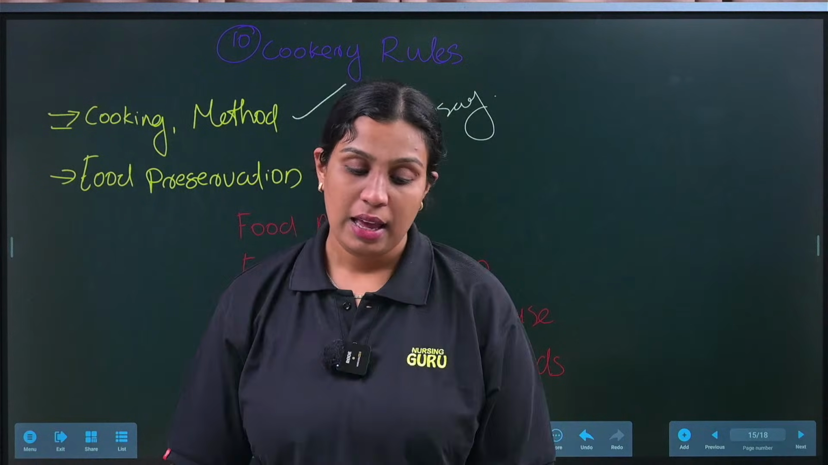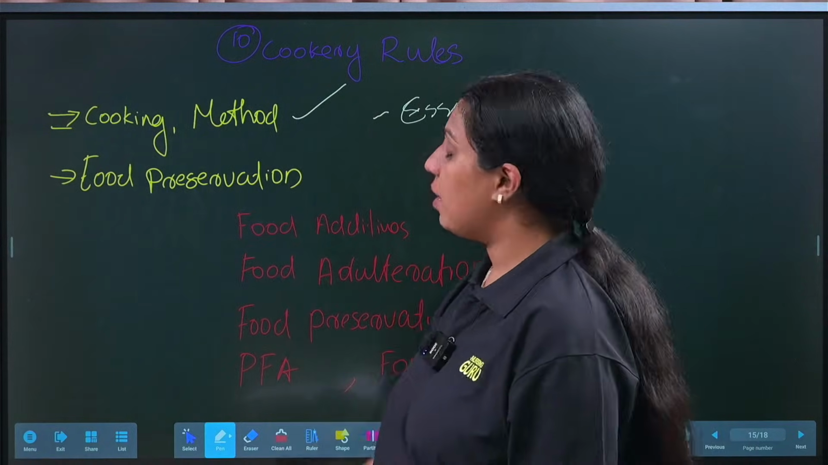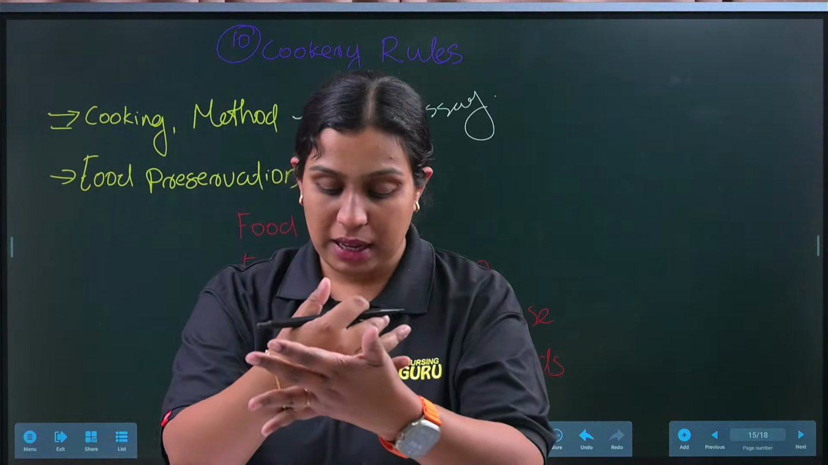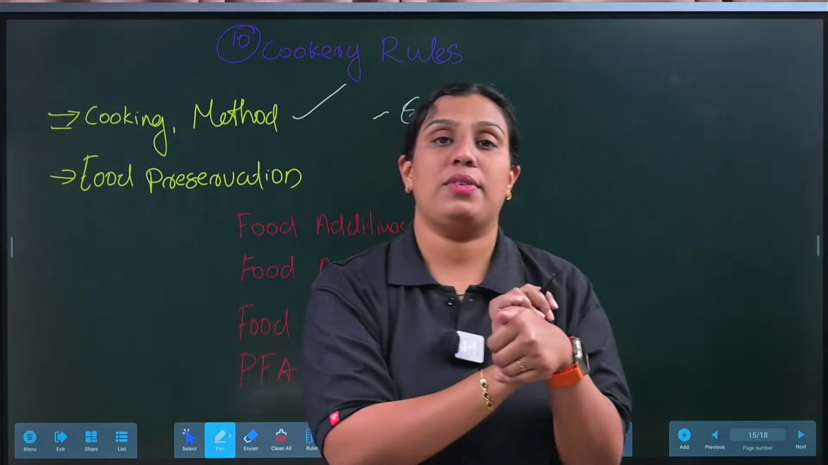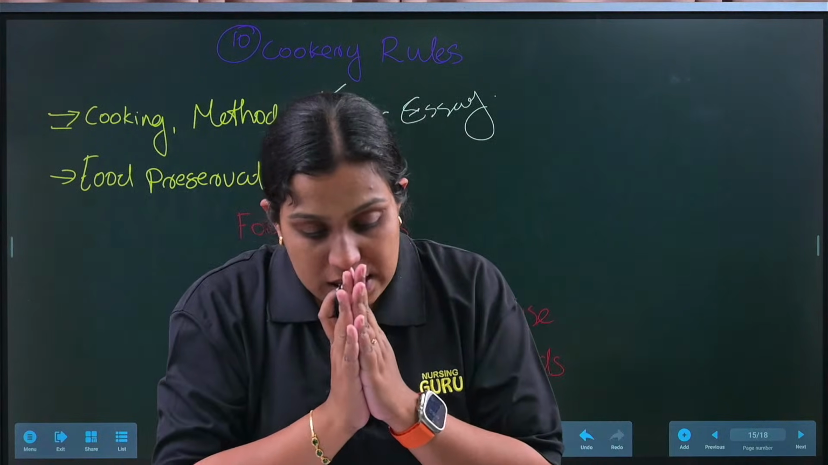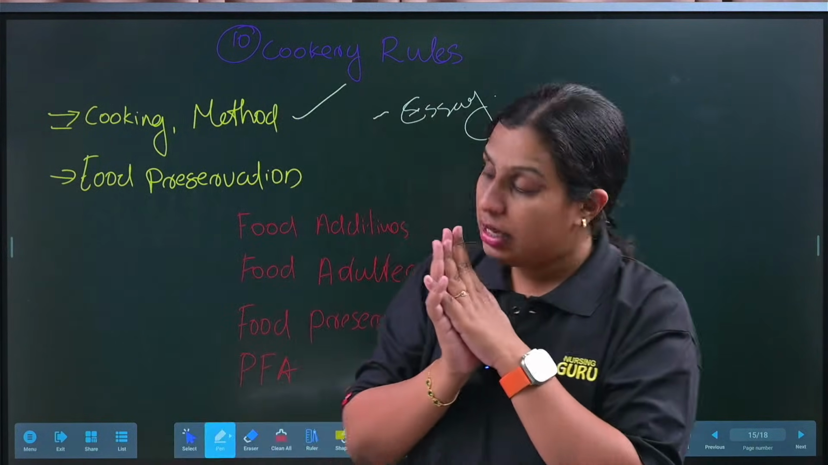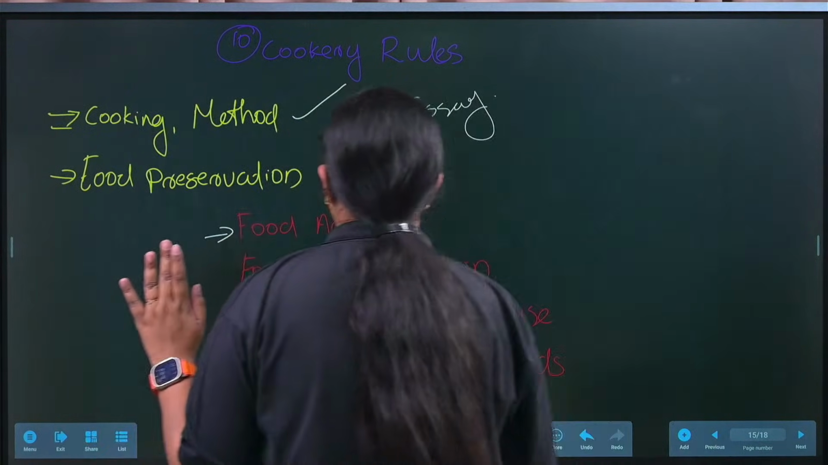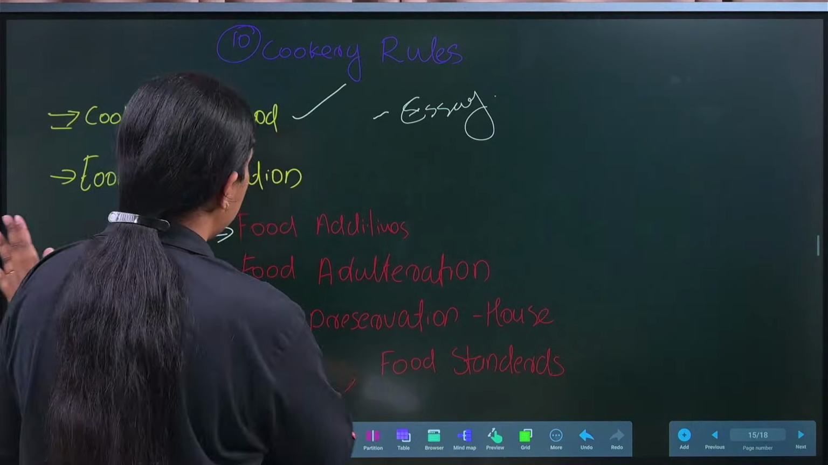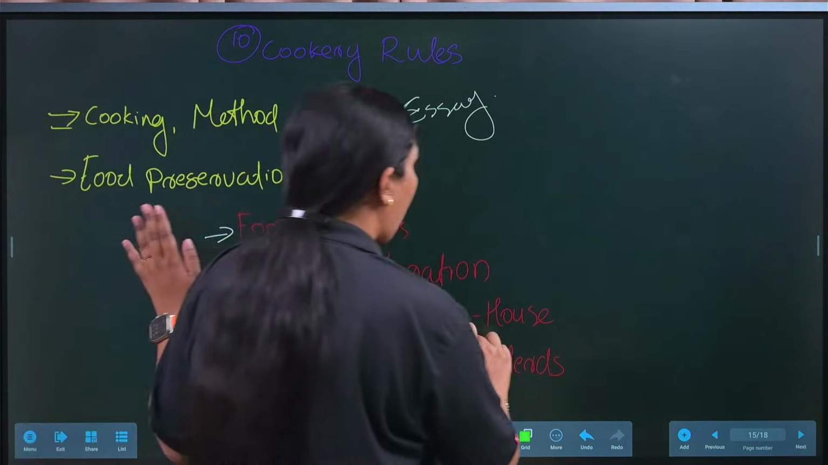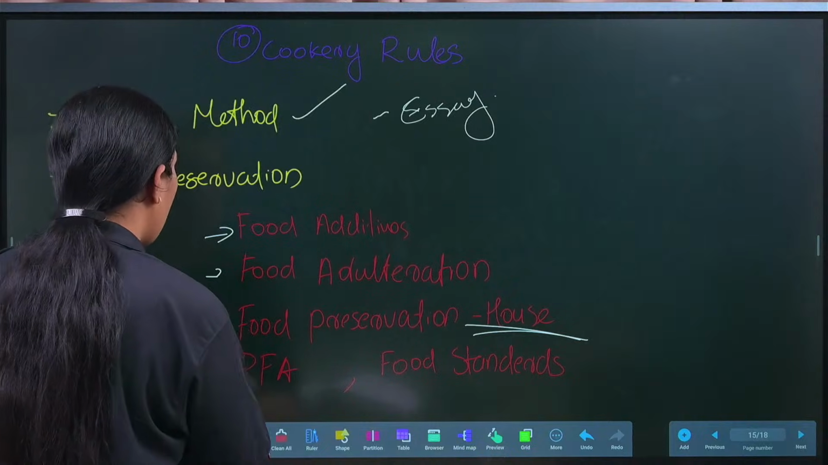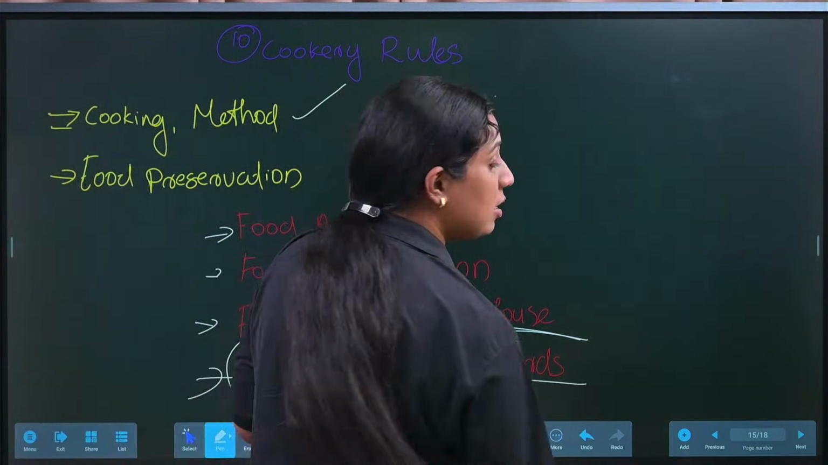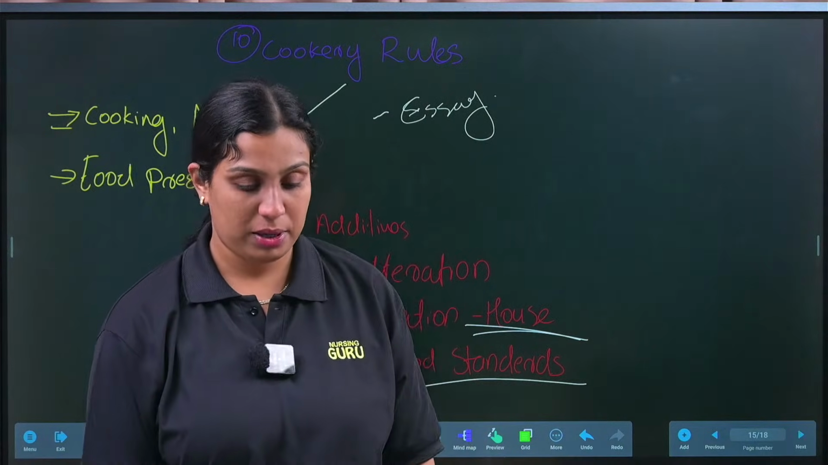Clear? Okay, then food preservation and an additional question may be like this: the principles of food preservation. Clear? And also for the 5-mark questions: food additives, food adulteration, food preservation. Different household methods are there, that is also important. And the PFA Act, food standards. These are the 5 mark questions.